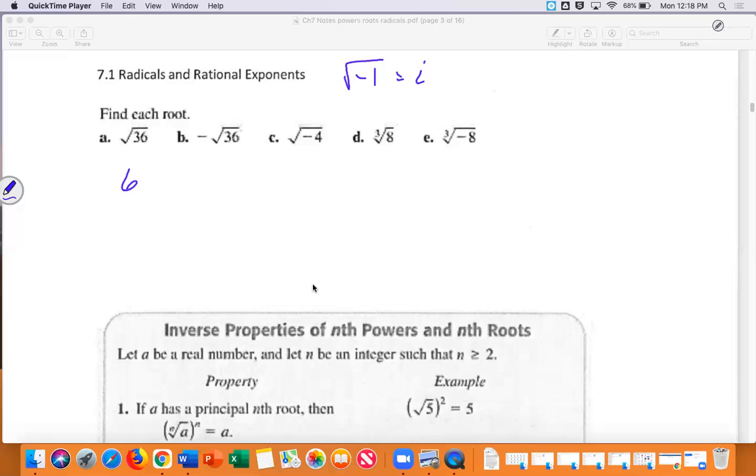So it's going to be -6. Now we're going to come back to C, okay, because that's new stuff. All right, let's talk about E.